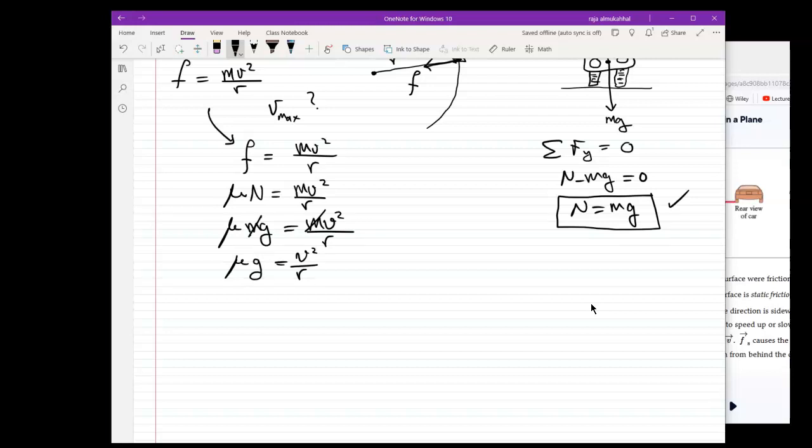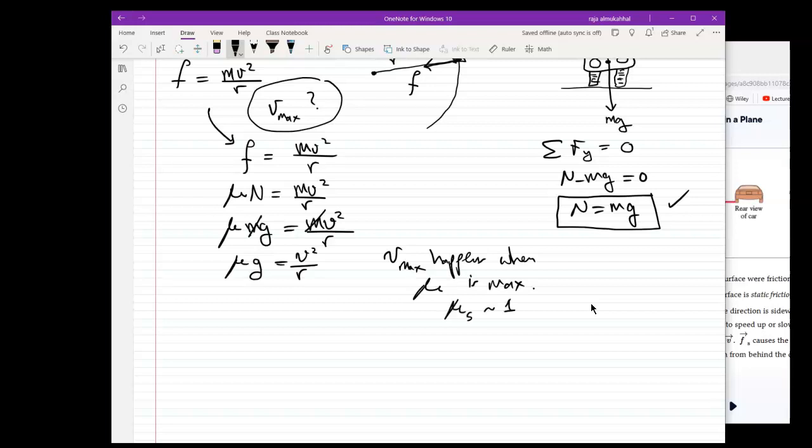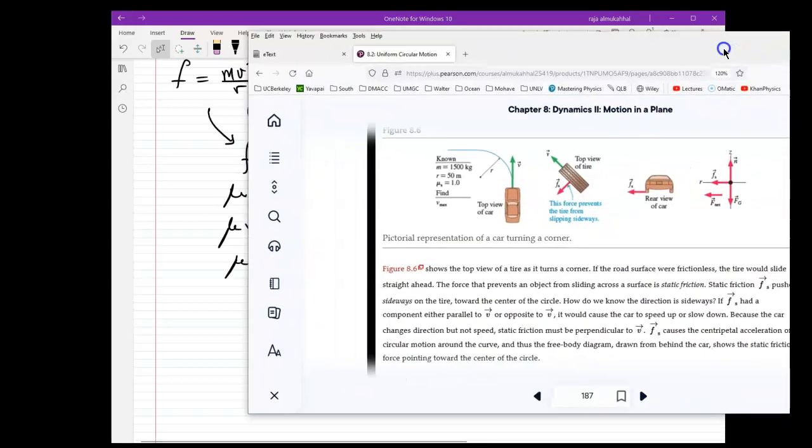So he said, what is the maximum velocity? Well, v max happens when mu, the coefficient of friction, is max. Well, when is it max? If you remember, it is the coefficient of static friction. In other words, mu sub s is almost equal to, if you look up the table, almost 1. It's something like 0.98 or something like that. But again, I got this information from the book, from the table, not a derivation.